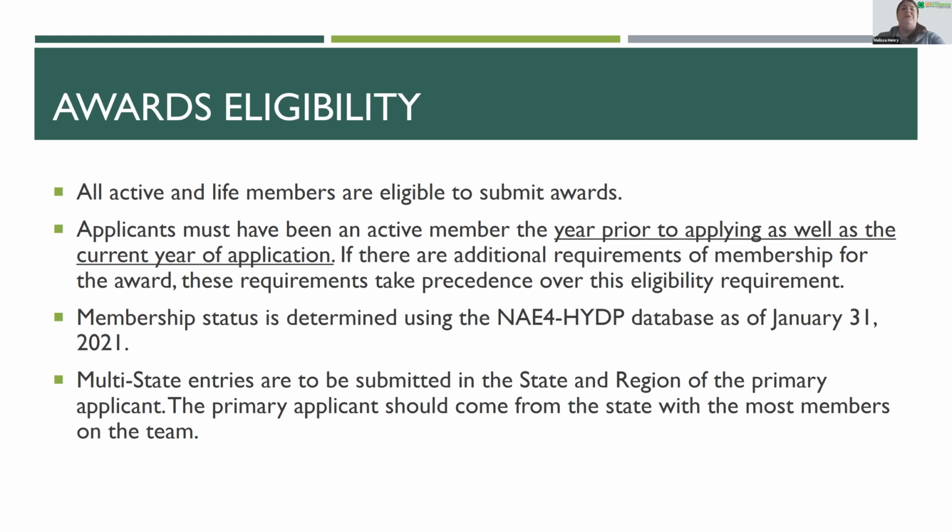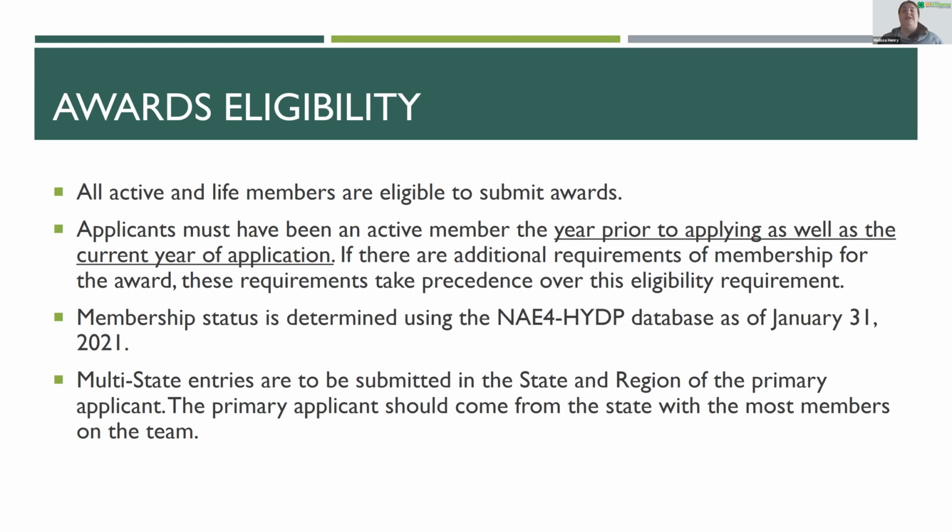If you run across a question about that, please let me know, or let one of our regional contacts know, and we'll make sure to help you clarify that. But applicants must have been an active member of the year prior to applying, as well as the current year of application. So basically, you need to have paid your dues twice, for 2020 and for 2021, to be eligible for our awards program. And our membership status is determined using the database as of January 31st.